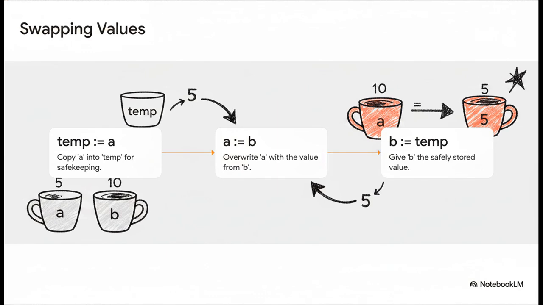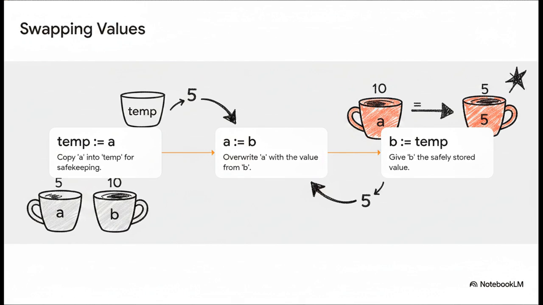Okay, let's slow the pace down for a second to walk through a very specific, incredibly common algorithm, swapping values. Imagine you have a cup of coffee, which is variable A, and a cup of tea, which is variable B. You want to completely swap the contents of the cups. Well, you obviously can't just pour the tea into the coffee cup without spilling it everywhere and ruining both drinks. You need a third, empty cup, and that is your temp variable.